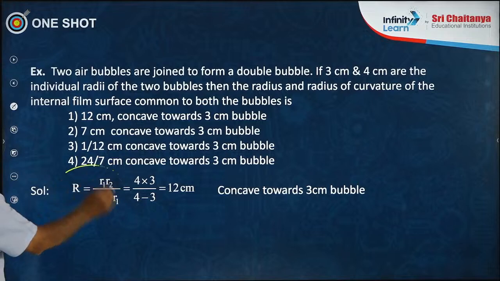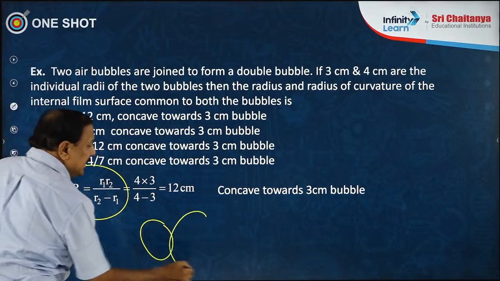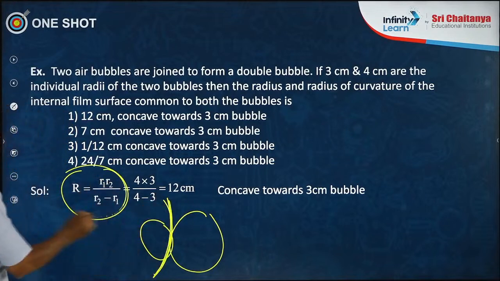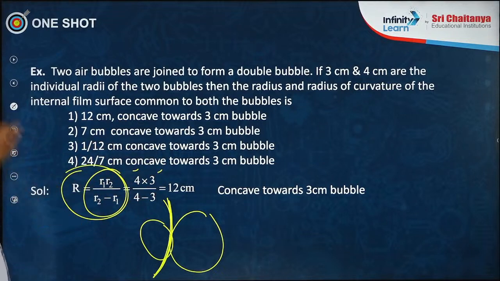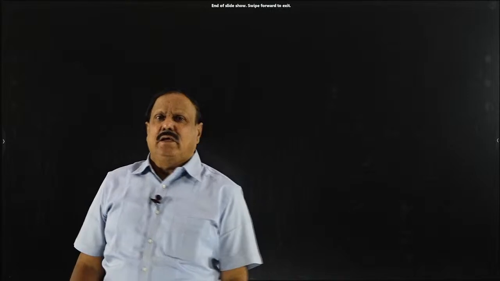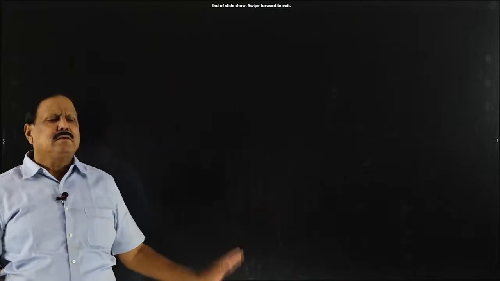And this is the problem based on two bubbles combining outside. What is the radius of curvature of this common surface, R1 R2 by R2 minus R1? In this, R1 value and R2 value are given, and the radius of curvature of the common surface is asked. So, like this, these are the few important points in the second part of fluid dynamics or fluids.